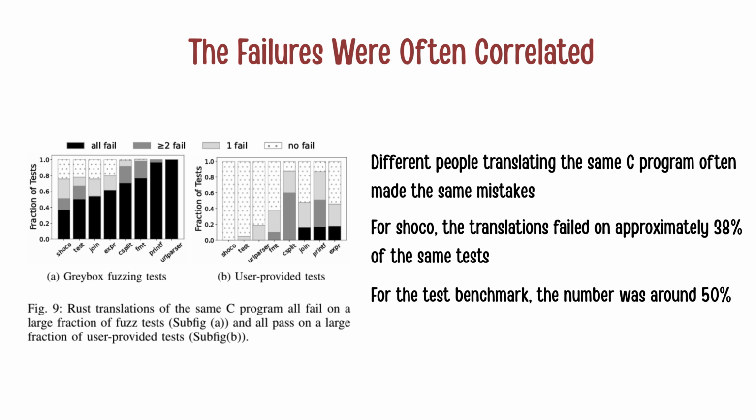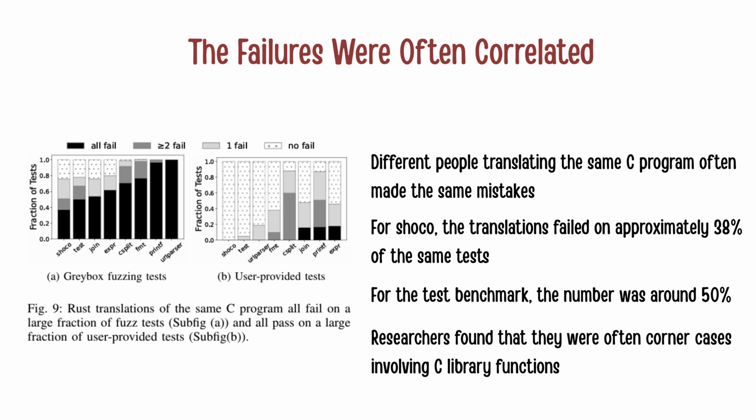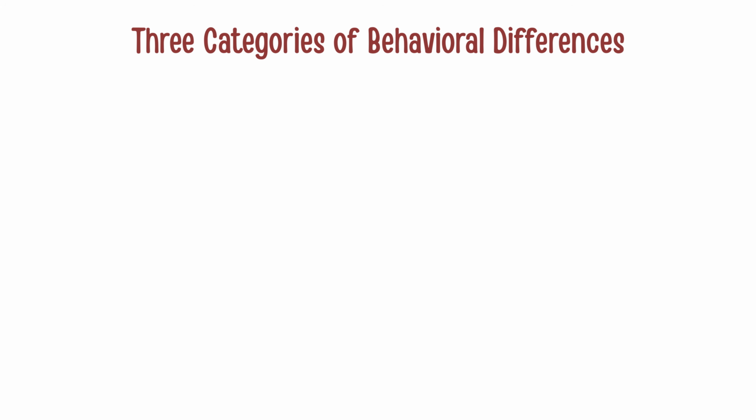The researchers investigated some of these common failures and found that they were often corner cases involving C library functions. These behaviors can be tedious to reproduce exactly in safe Rust. As a result, different participants independently missed the same edge cases. This is particularly useful information for future automated translators. The researchers divided the discrepancies into 3 major categories.